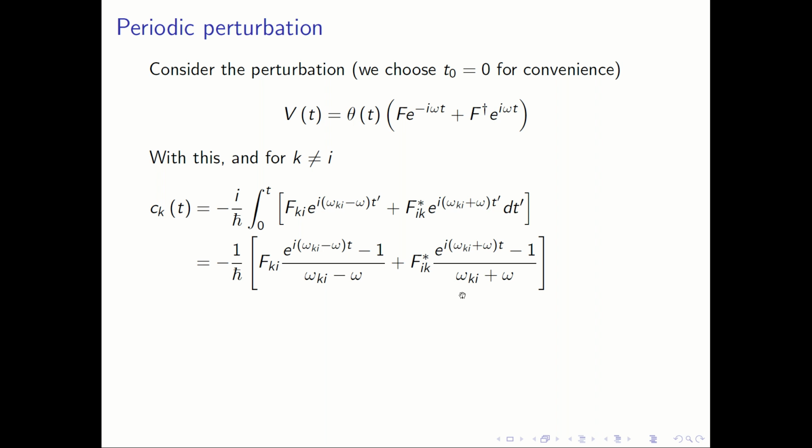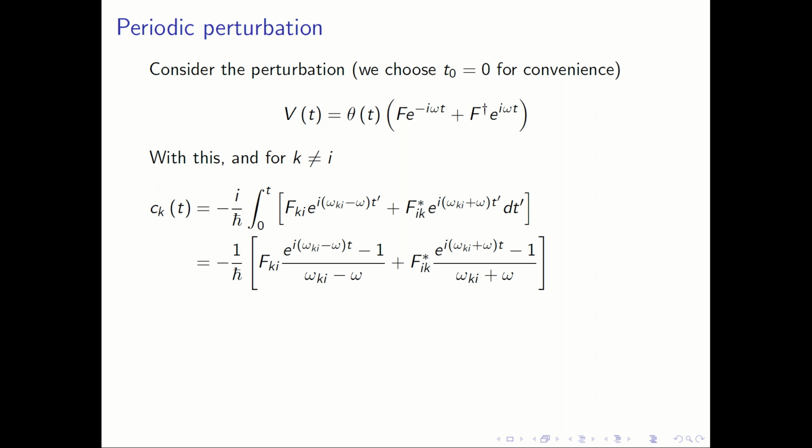Now, you might object that the integral works fine only if omega_ki is not equal to omega, or omega is not equal to minus omega_ki, because then there would be a divergence or division by 0. But as we will see, those cases can be easily covered as limiting cases. So we will just go with this expression.